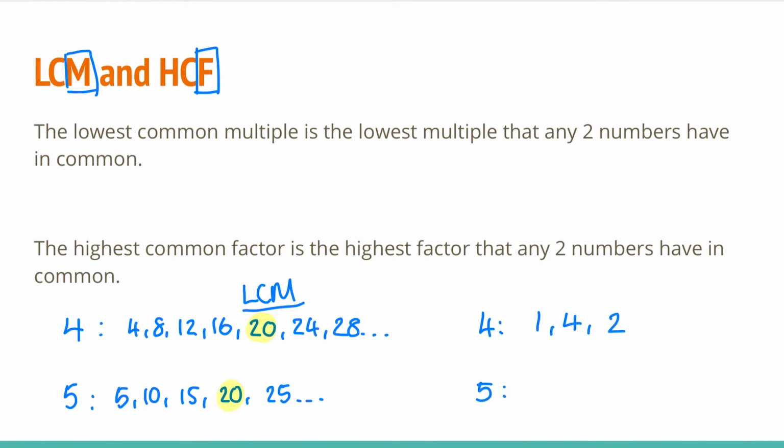When we come to do the factors, the factors of 4 are 1 times 4, 2 times 2. And the factors of 5 are 1 times 5. And that's it, it's a prime number. And therefore the highest of all of those factors that is the same is 1. So the highest common factor would be 1. So if it's a small enough number, we can do it like that.